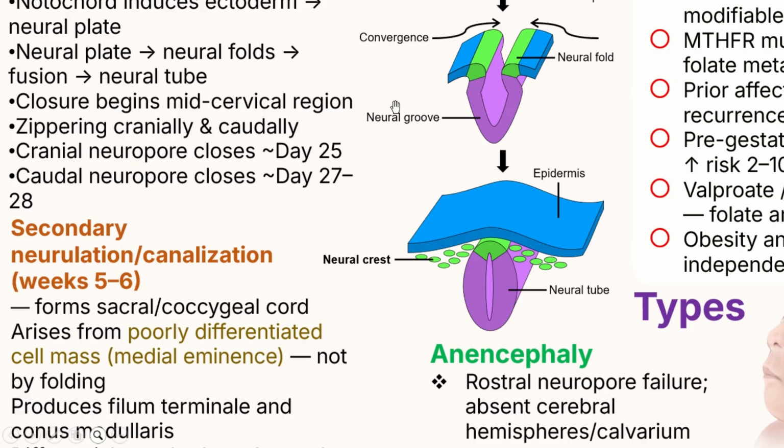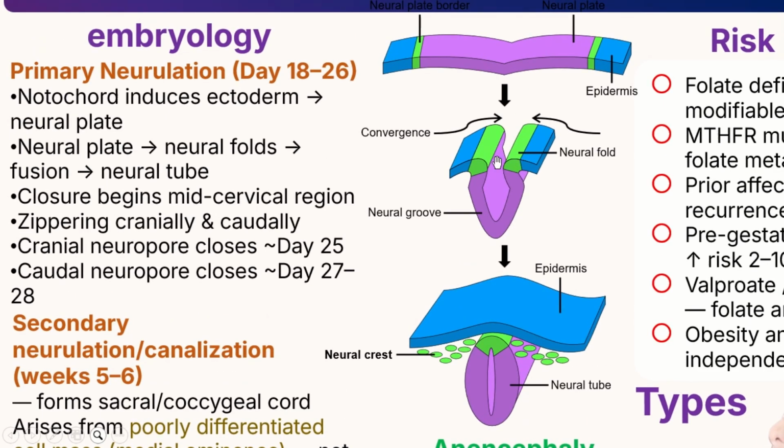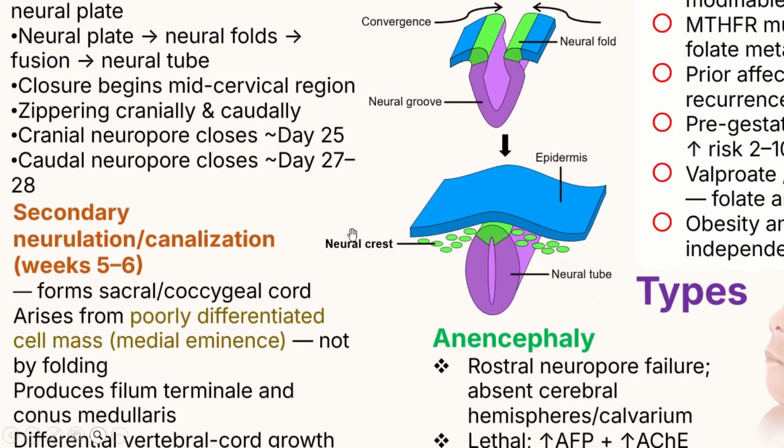So what happens is that during primary neurulation, if we don't have this zipping up, if we don't have any closure, then we are going to expose this central nervous system tissue to the amniotic fluid, and that is how we get the open neural tube defects, things like anencephaly, and we're going to look at that in detail.